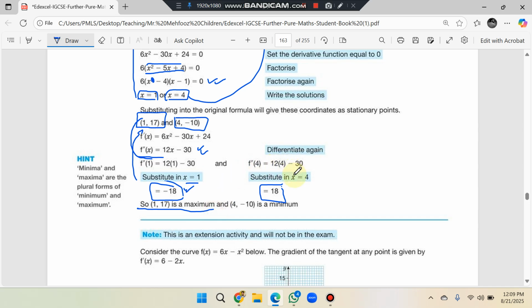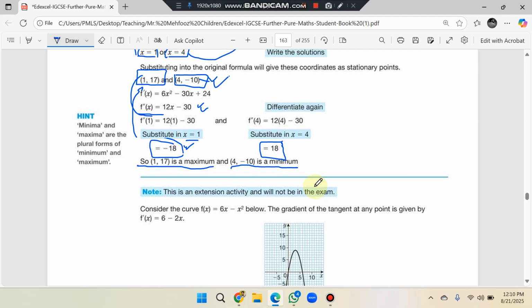Again, for this point, we are substituting x equals 4. At that point, when we put x equals 4 in the double derivative, you can see that your answer is positive, greater than 0. It means that at that point, 4 and minus 10, is a minimum point. Do you have any problem in this example?